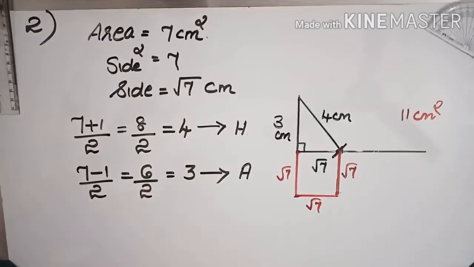Next is question number 4. Explain two different methods of drawing a square of area 13 square centimeter. In order to draw a square of area 13 square centimeter, you have to explain two different methods.